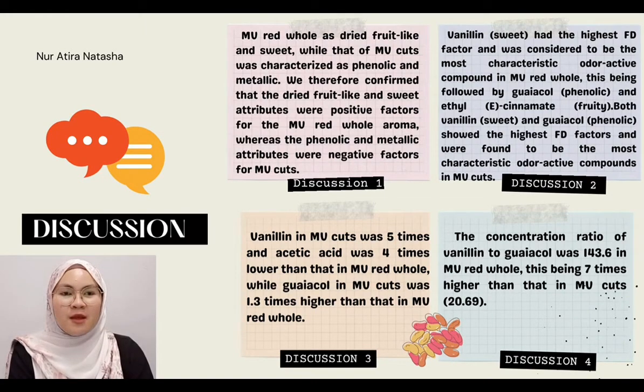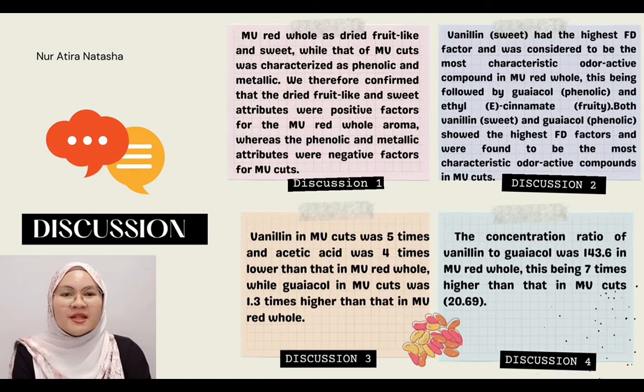These results enable us to characterize the aroma of the Madagascar vanilla red hole as dried fruit, light and sweet, while Madagascar vanilla cuts was characterized as phenolic and metallic. Therefore, we confirm that the dried fruit, light and sweet attributes were positive factors for the MV red hole aroma, whereas the phenolic and metallic attributes were negative factors for the MV cuts.